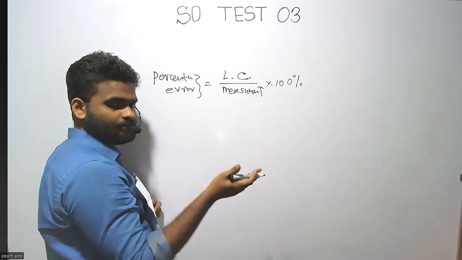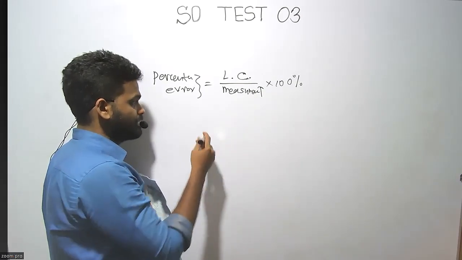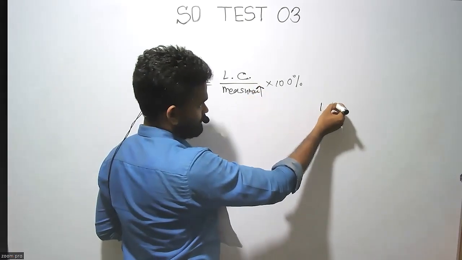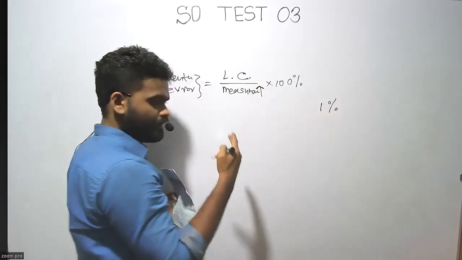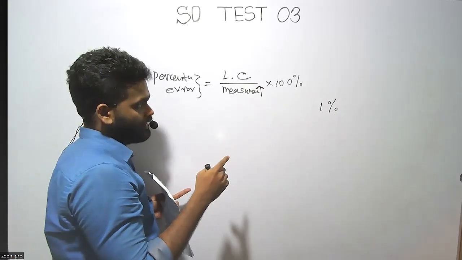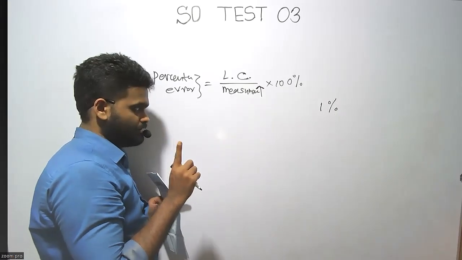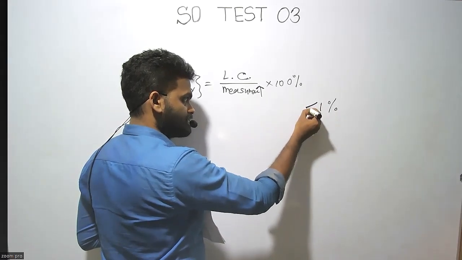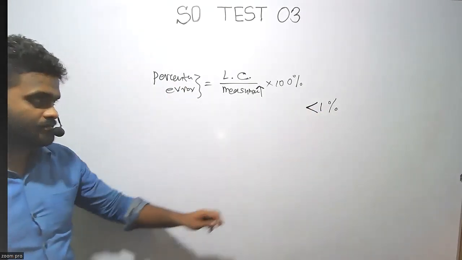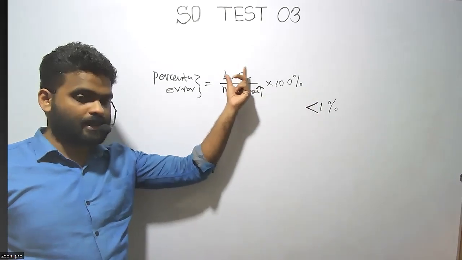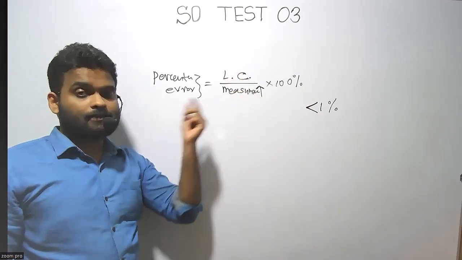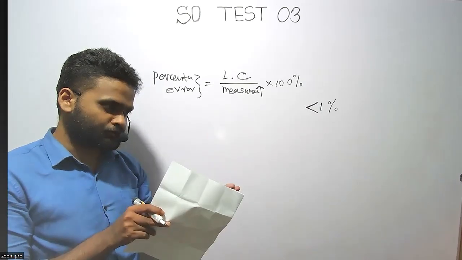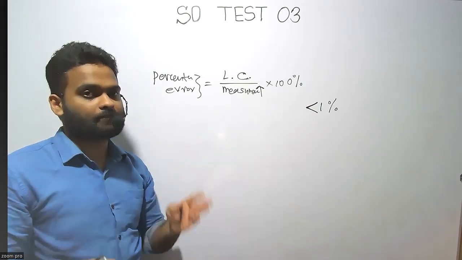So these are extra things. So you know that when you are taking a measurement, the percentage error of that measurement should always be less than 1%. Less than 1%. Got it? So you always have to calculate the percentage error whenever you are taking a measurement, to see whether that measuring instrument is suitable to take that measurement. Okay?